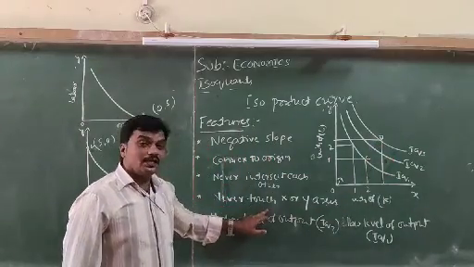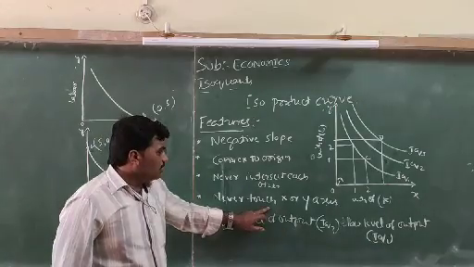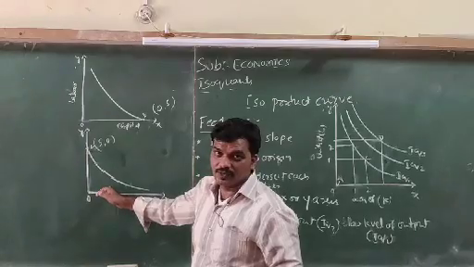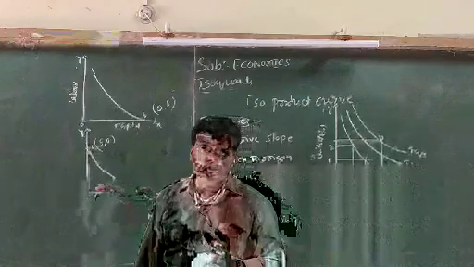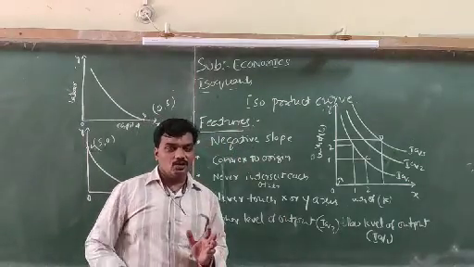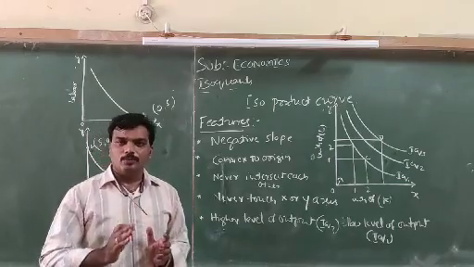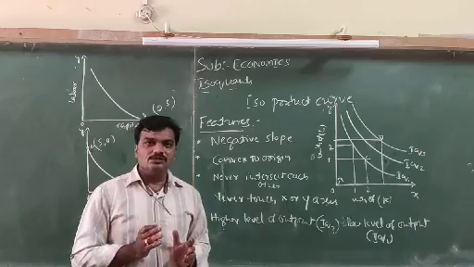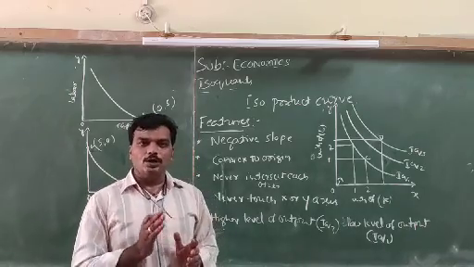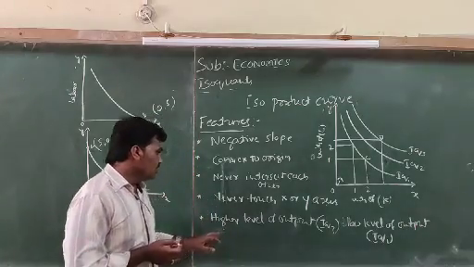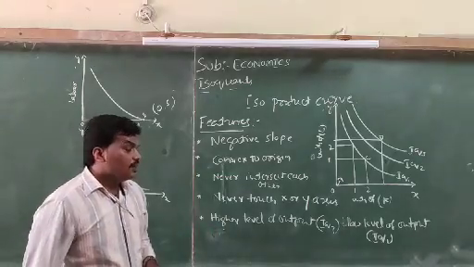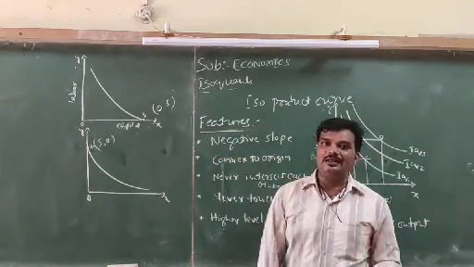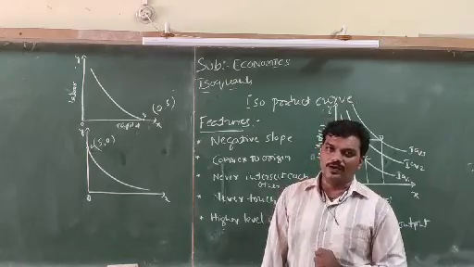Then the isoquant curves never touch either the x or y axis. Why do they never touch either axis? Because the firm or the producer will not use only one factor in the production process. Then the last feature is that a higher isoquant represents a higher level of satisfaction than lower isoquants.